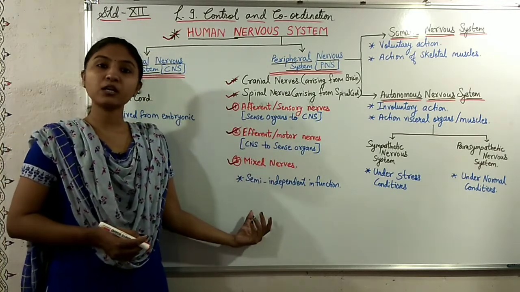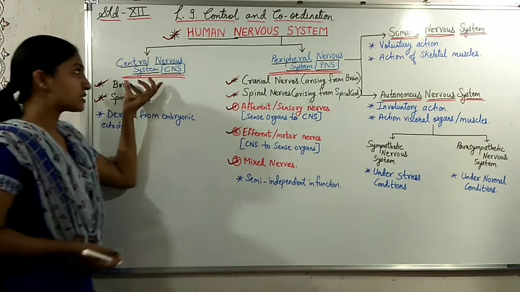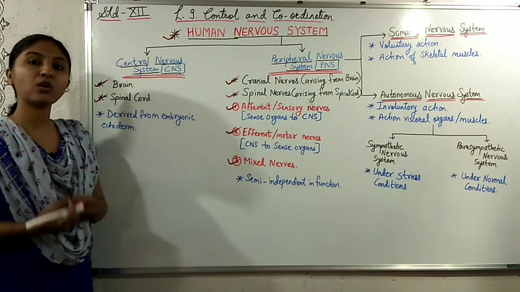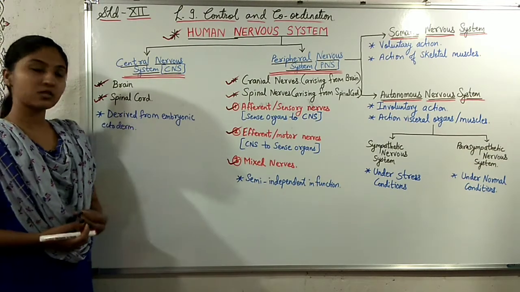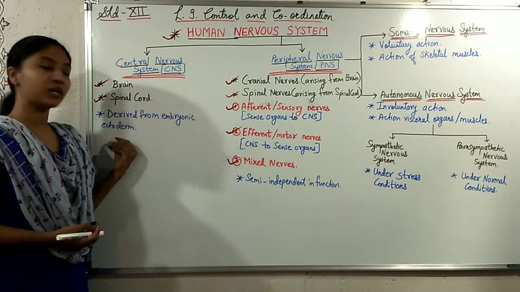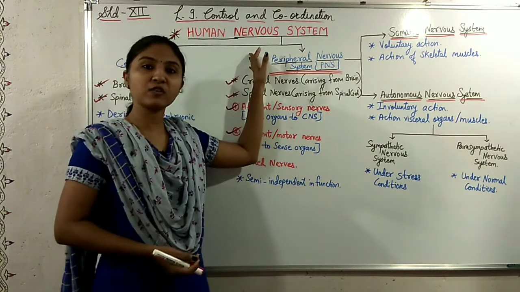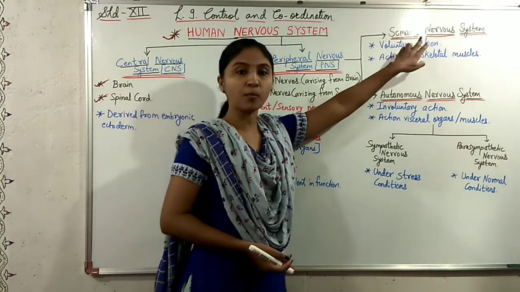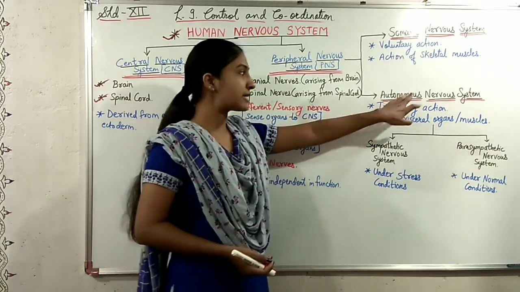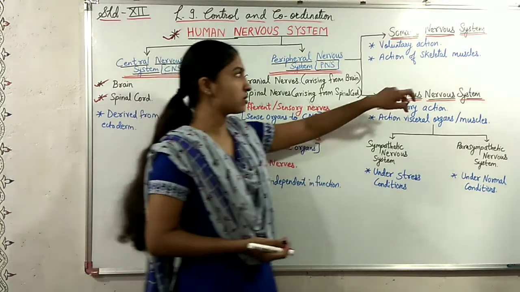And this peripheral nervous system is semi-independent in function, whereas in the central nervous system, the main organs are the brain and spinal cord, and the central nervous system is derived from embryonic ectoderm. Now, this peripheral nervous system is further divided into two types. First is the somatic nervous system and second is the autonomous nervous system, or autonomic nervous system.